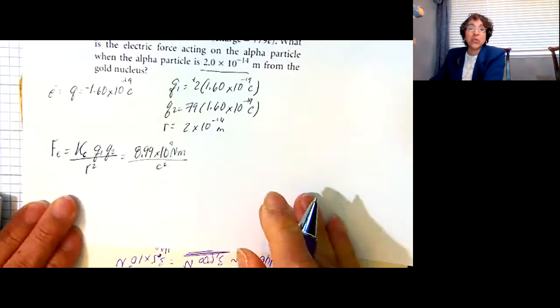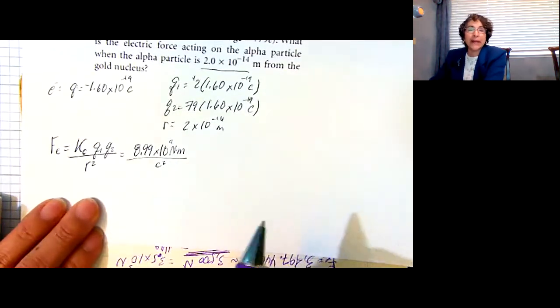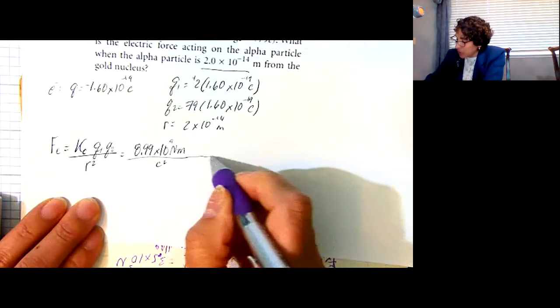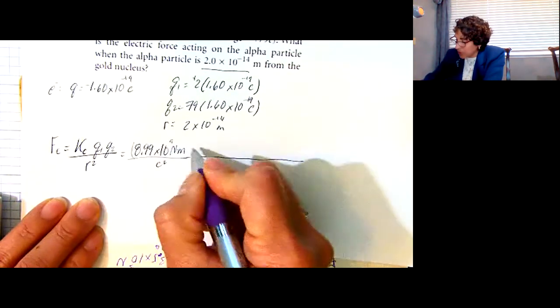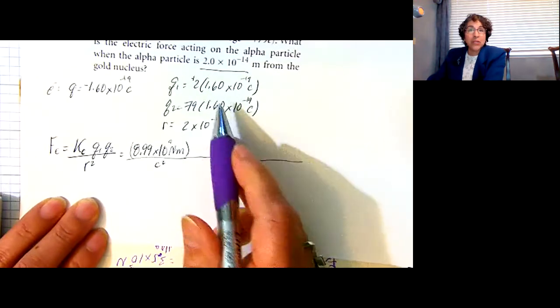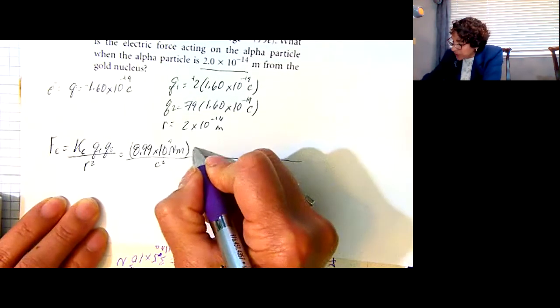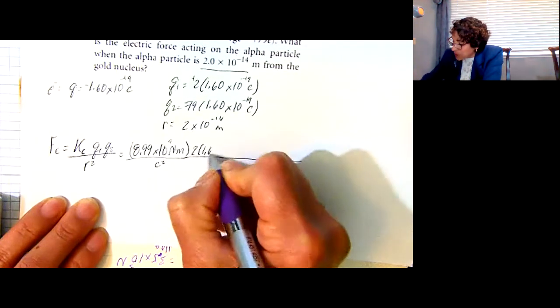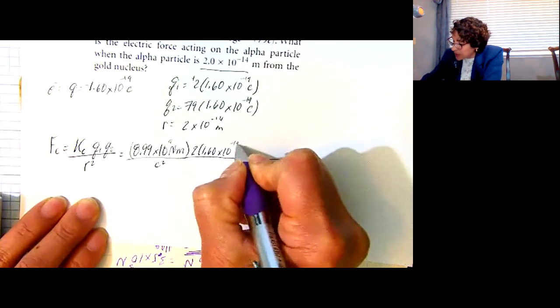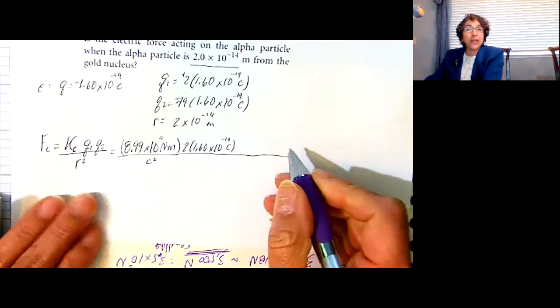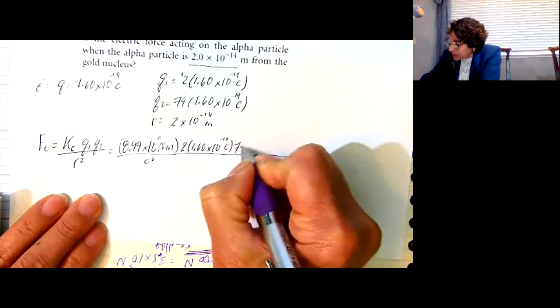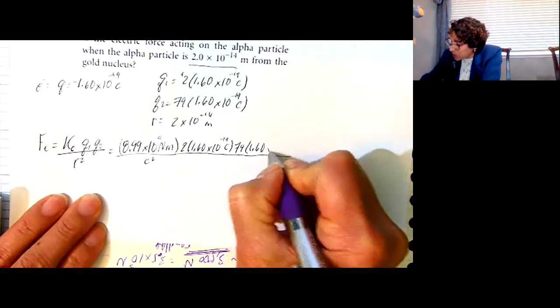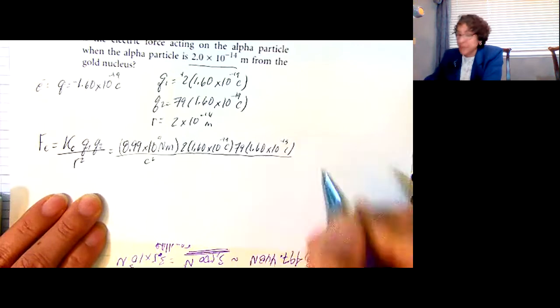Now, I like putting units just because it keeps me accountable, to make sure that I don't forget somebody. All right, so there's that one there. The next one is going to be 2 times 1.60 times 10 to the negative 19 coulombs. And the next one is 79 times 1.60 times 10 to the negative 19 coulombs. Okay, my coulombs go away.